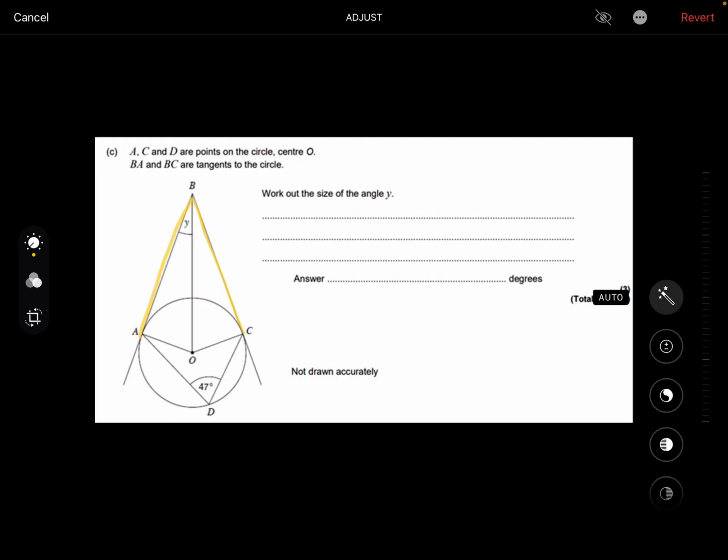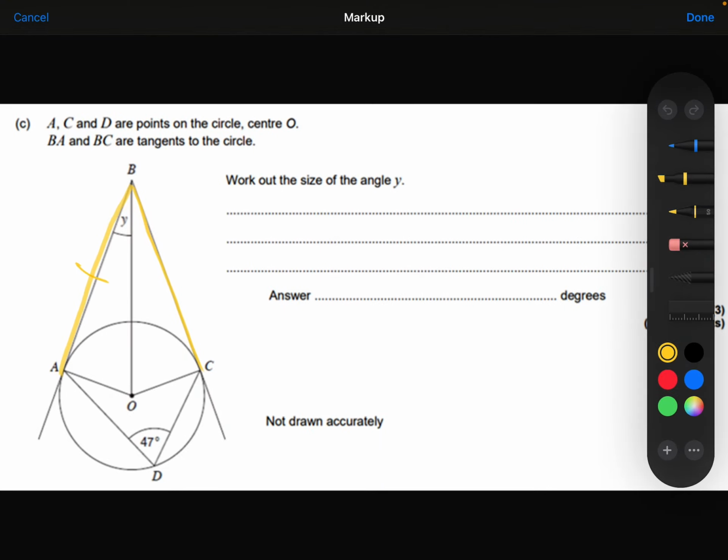So, I know that these are equal in length. I know that if that's angle Y, this will also be the same. That will be angle Y as well. I know that this is a right angle. This is a right angle. And the other thing, the angle at the centre is twice the angle at the circumference. So 47 times 2 is 94.